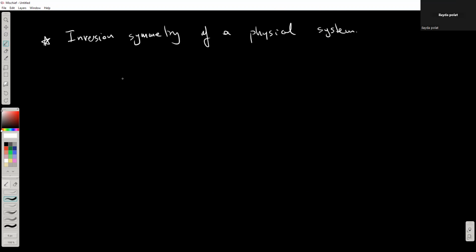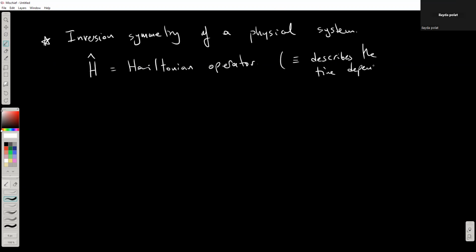You can express it in different ways, but usually we express it in terms of the Hamiltonian operator. Let's just consider this Hamiltonian operator. The Hamiltonian operator is the operator that describes the time dependence of wave functions.